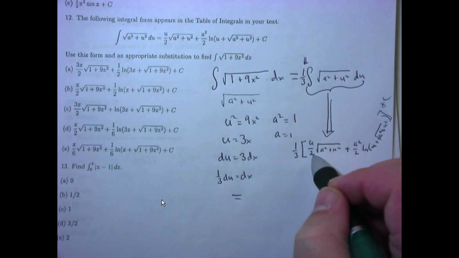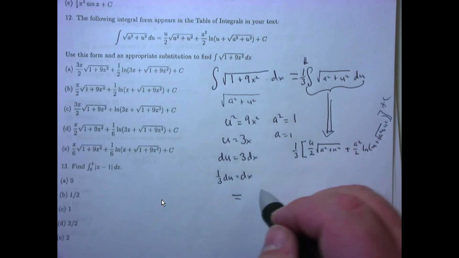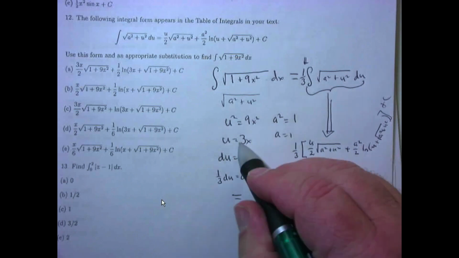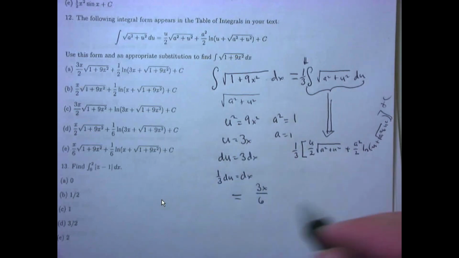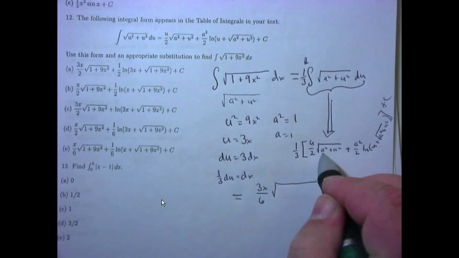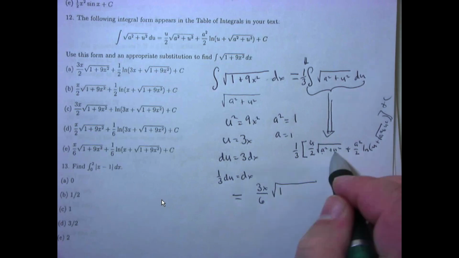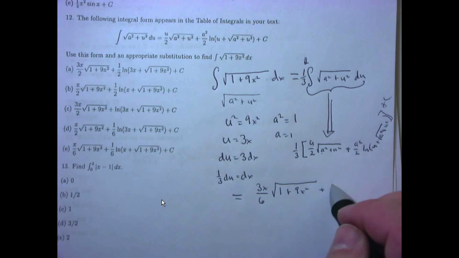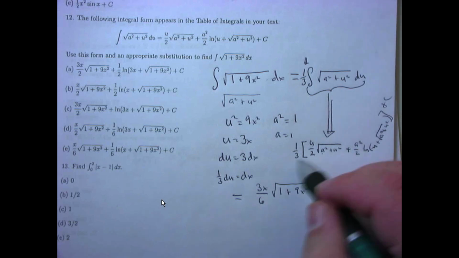So I'm going to put 1/3. What is 1/3 times u over 2? U over 6. So I'm going to put that over 6. And what's u equal to? Let's back substitute while we're doing it. U is 3x. We'll clean them up in a minute. Times the square root of a squared, which is 1, plus u squared, which is 9x squared, plus a squared, which is 1 over 2.